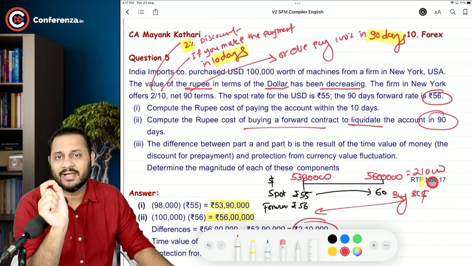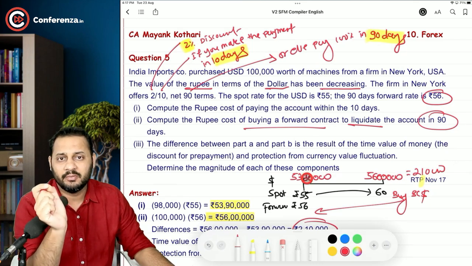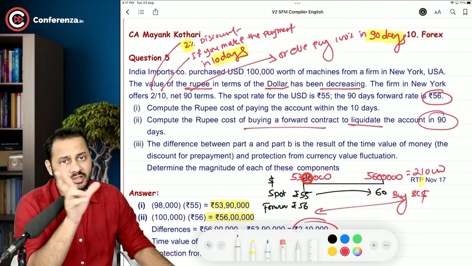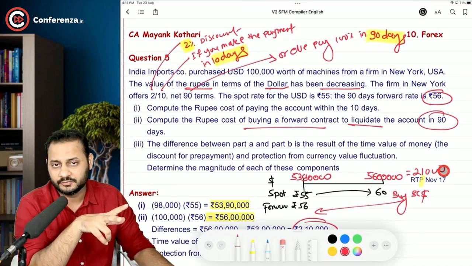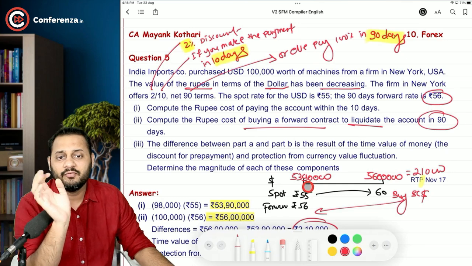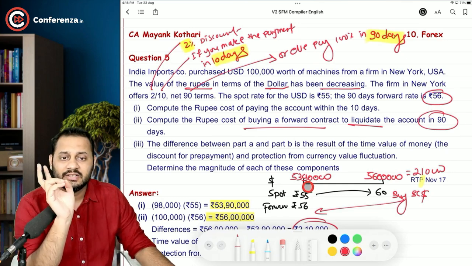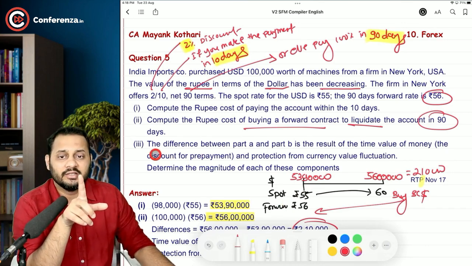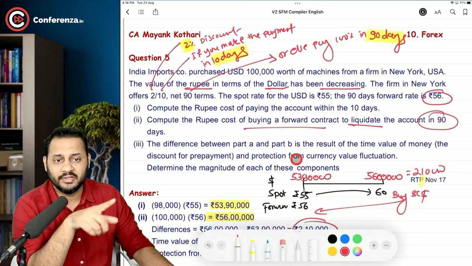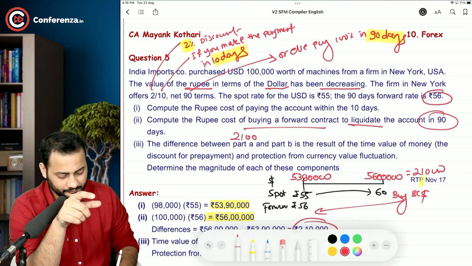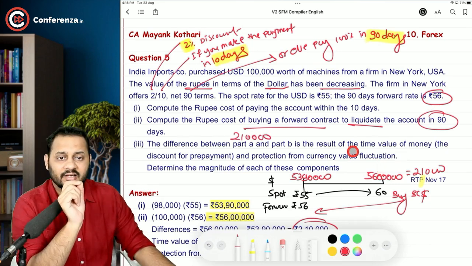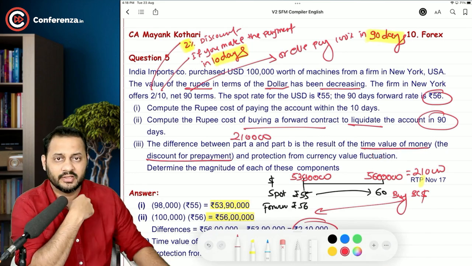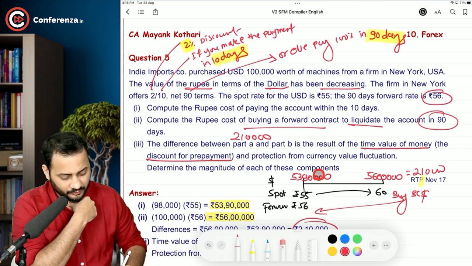One is the time value. Because you are making an early payment, you are getting a discount of $2,000. If you remove that discount, then this amount will get reduced. First is the time value, second is the fluctuating exchange rate. Now, read the third part. The difference between part A and part B, which is 2 lakh 10,000 rupees that you are paying extra, is the result of the time value of money. That is the discount on prepayment that you are getting, and the protection from currency fluctuation.